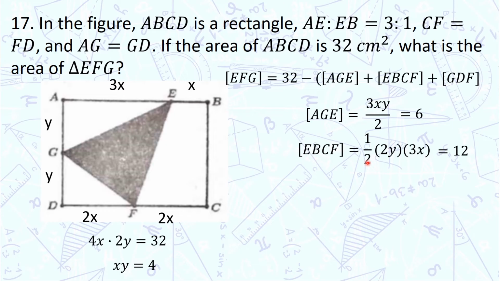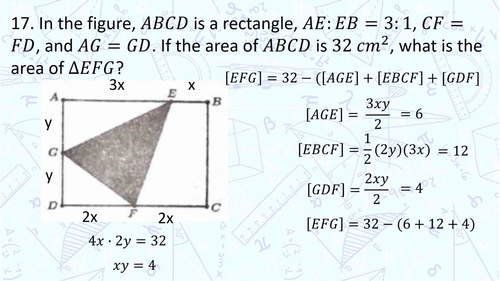Next, we have triangle GDF. That will be base times height, so 2x times y over 2. 2 cancels. xy is equal to 4, so area of triangle GDF is equal to 4. Therefore, area of triangle EFG is equal to 32 minus the quantity 6 plus 12 plus 4, and that is equal to 10 centimeters squared.